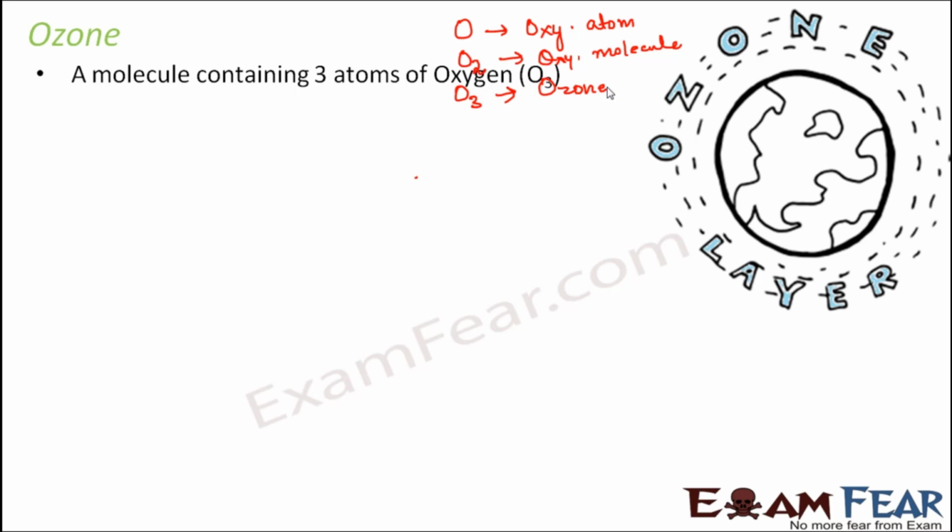Now, where do we find this ozone? Ozone is actually formed at higher levels of the atmosphere. And how is it formed?